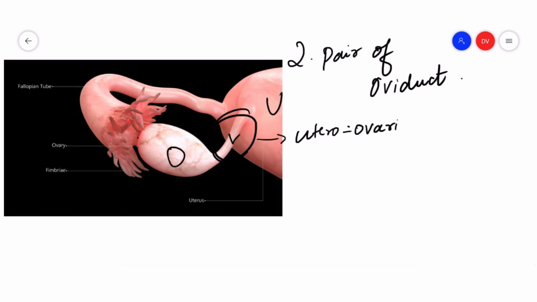Utero-ovarian ligament. Alright, guys. Now we are looking at the topic oviduct.